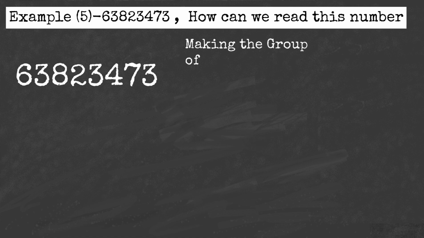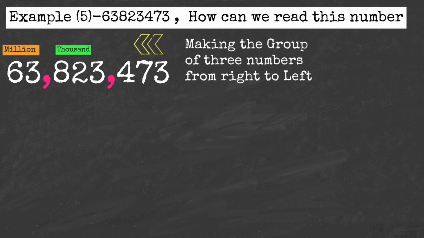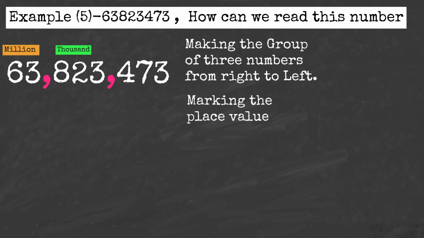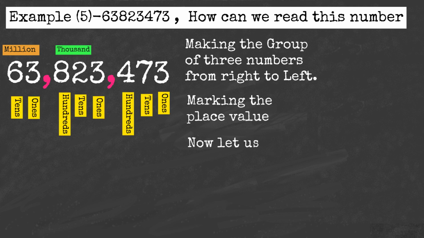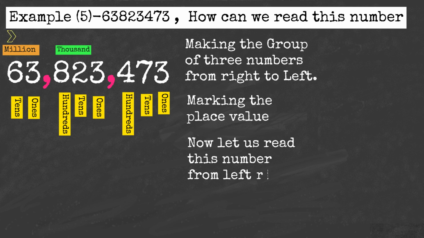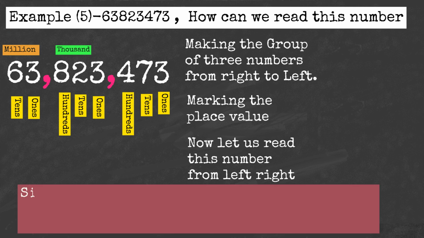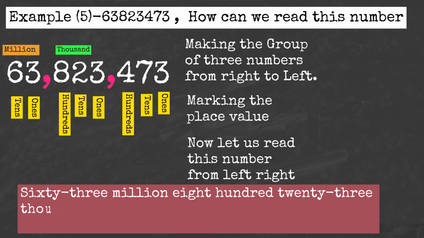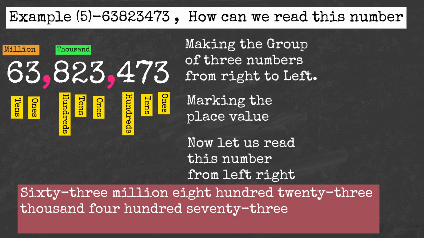Example 5. How can we read this number? Making the group of three numbers from right to left. Marking the place value. Now let us read this number from left to right. 63,823,473. This method allows you to read larger numbers.